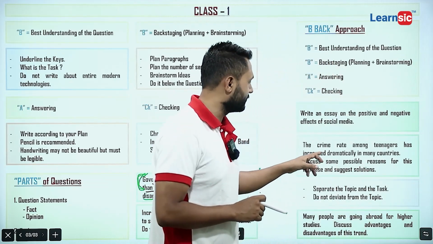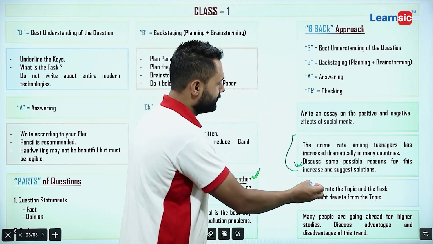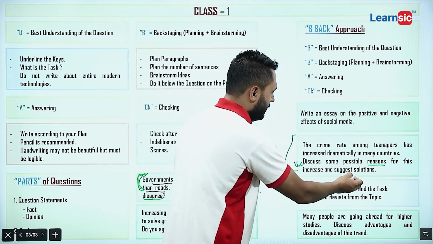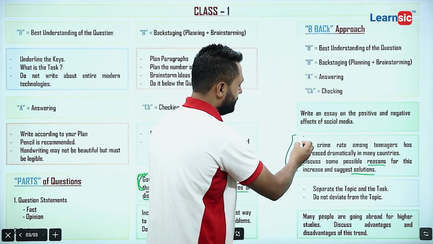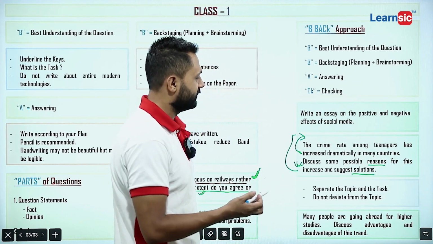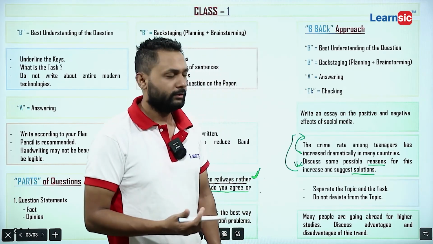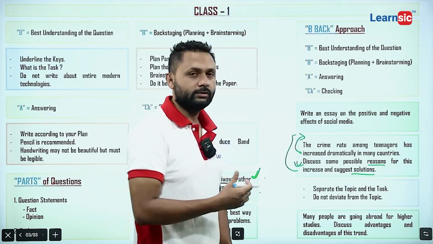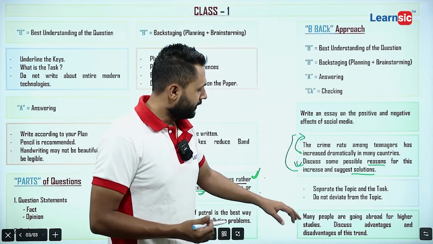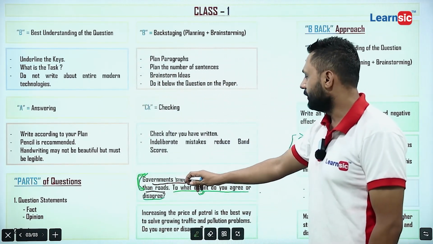Let's come back to this case. Now, in this case, we find that the task talks about discussing reasons and solutions of this scenario. So what does this say? The crime rate among teenagers has increased dramatically in many countries. This is a fact, right? This is a fact. This is not an opinion. This is a fact. And but in this case, it says government should focus.